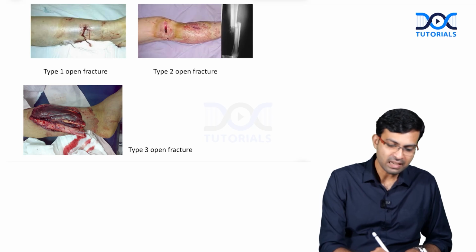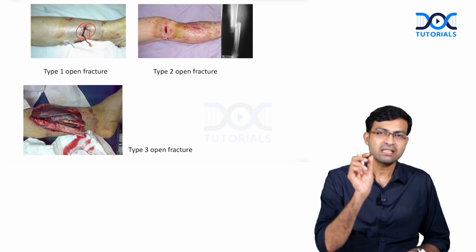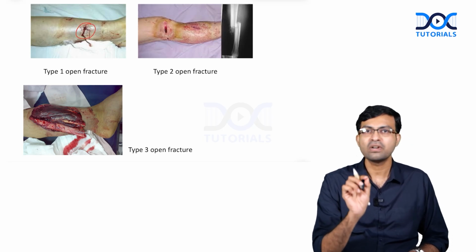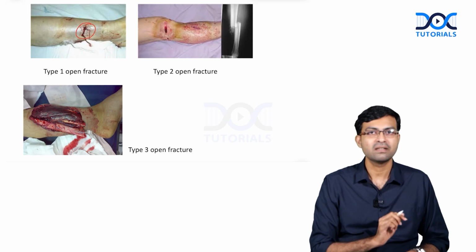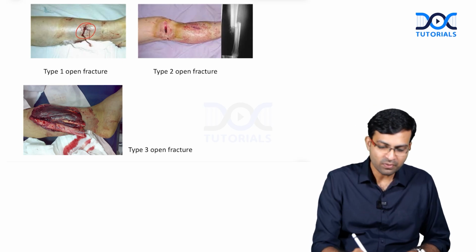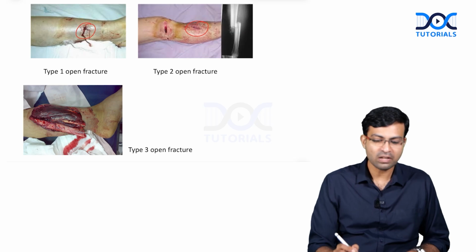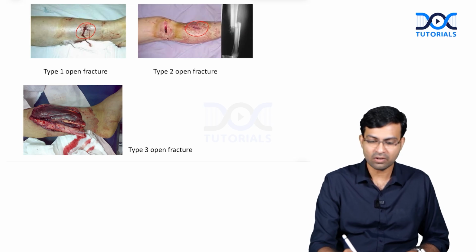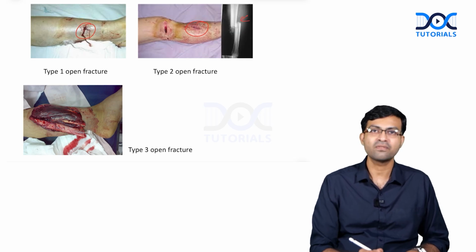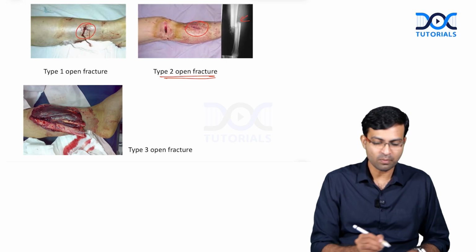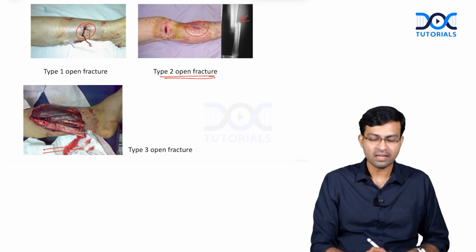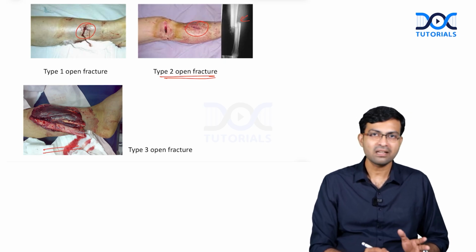So this is a type 1 fracture, isn't it? There is a very tiny dot, a wound less than 1 centimeter on the skin. So this is a type 1 fracture. Type 2 fracture: you can see there is a small wound around 5 centimeters on the tibia, and you can see there is a tibial fracture. This is a type 2 open fracture. This is a classical type 3 fracture where the wound is more than 10 centimeters.